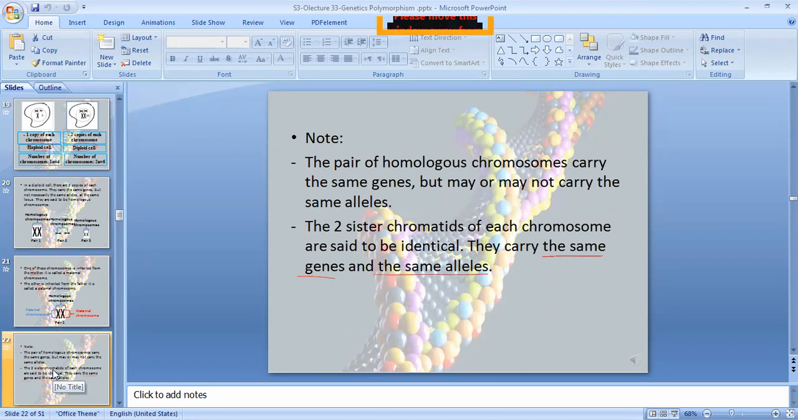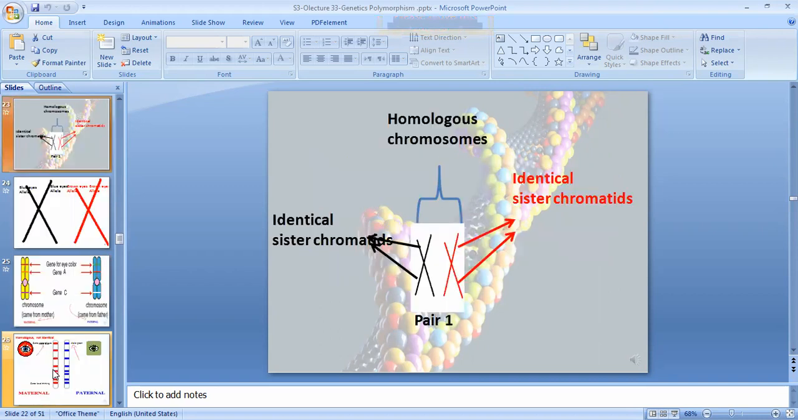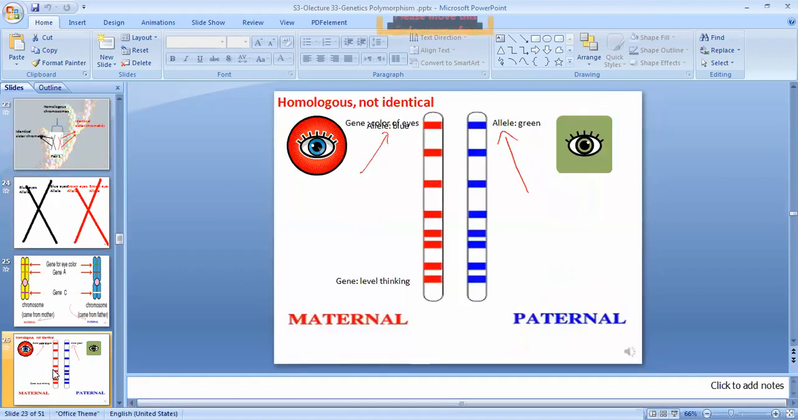The two sister chromatids are said to be identical sister chromatids when they carry the same genes and the same alleles. So these are said to be identical sister chromatids when they carry the same gene and the same allele. Here we have homologous chromosomes.